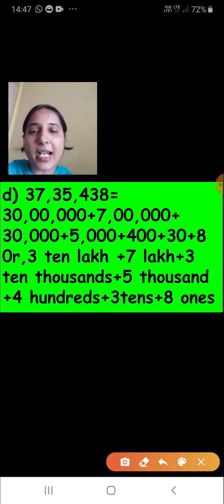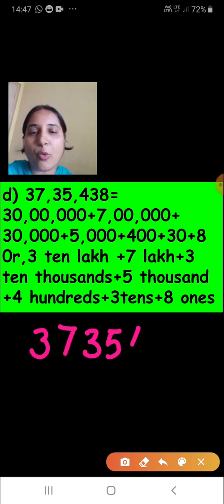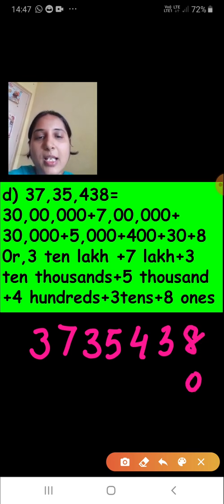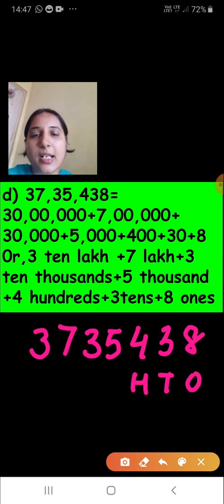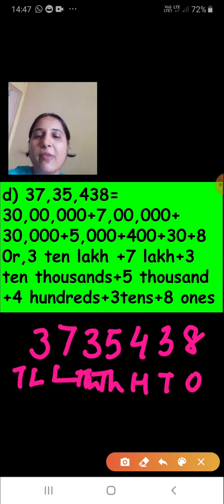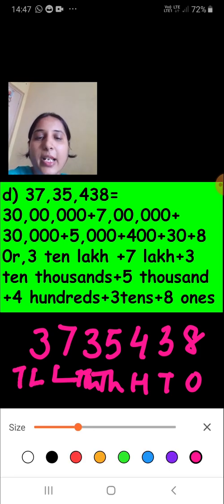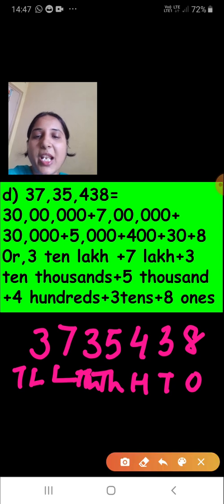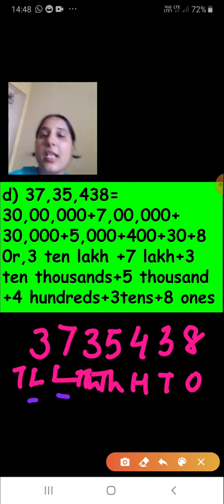Or you can write, let's write it, 37,35,438. So this is ones, this is tens, this is hundreds, this is thousand, this is 10,000, this is lakh, and this is 10 lakh. So what is the place value of 3 here? The place value of 3 here is 30 lakh. The place value of 7 is 7 lakh.